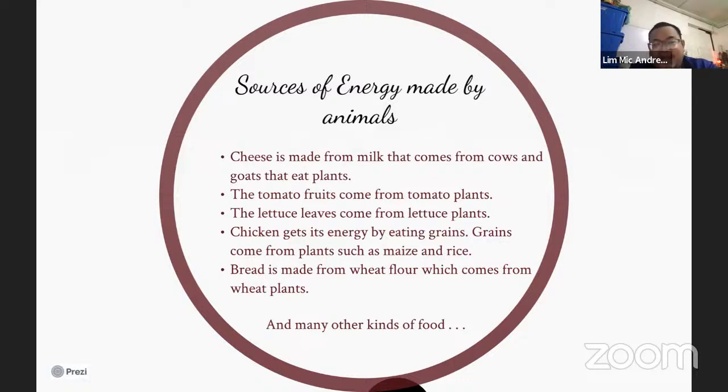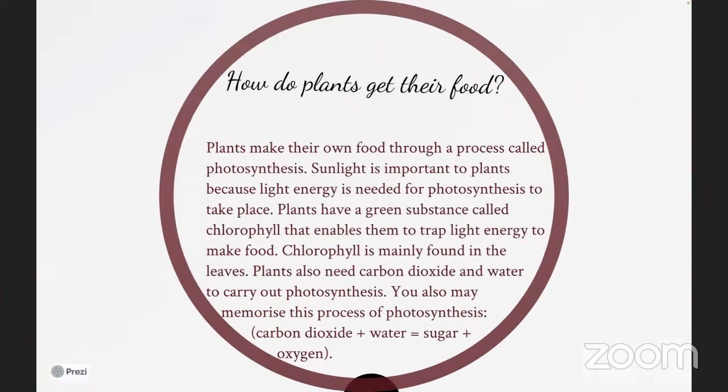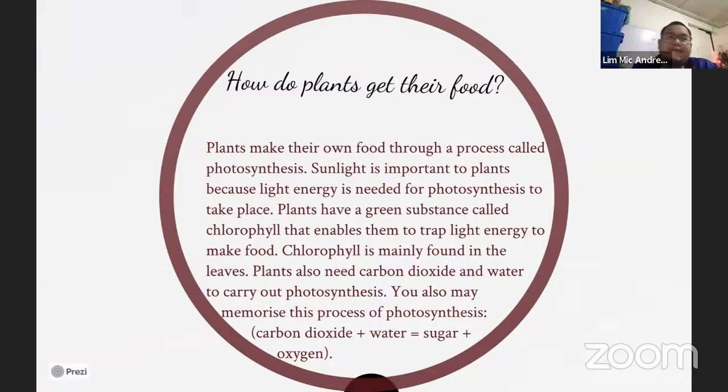The chicken we eat gets its energy by eating grains, and grains come from plants such as maize and rice. Bread, we all eat bread, right? Bread is made from wheat flour, which comes from the wheat plant. So all these are actually interlinked. And if you look carefully, all the sources of energy come from plants. If you look carefully at this particular energy source, everything came from plants.